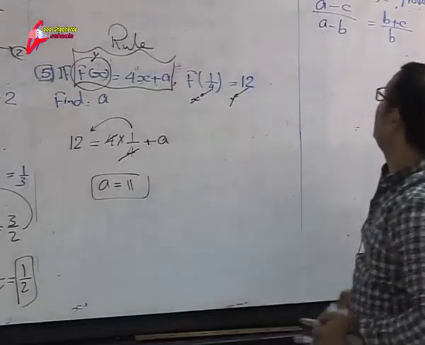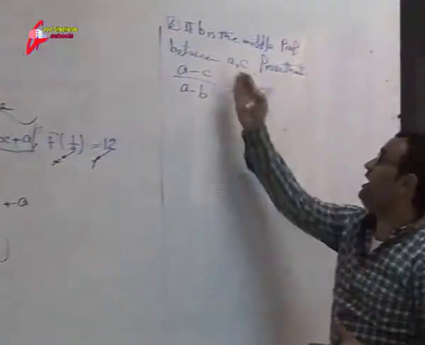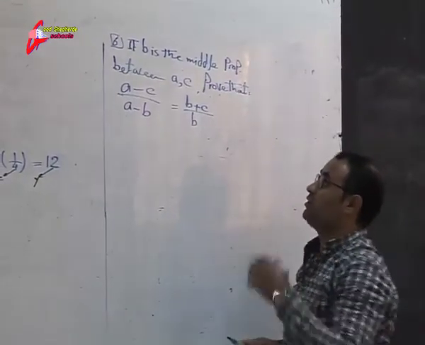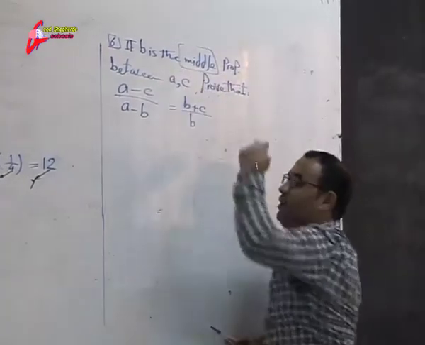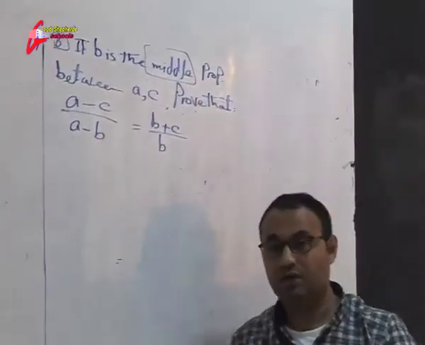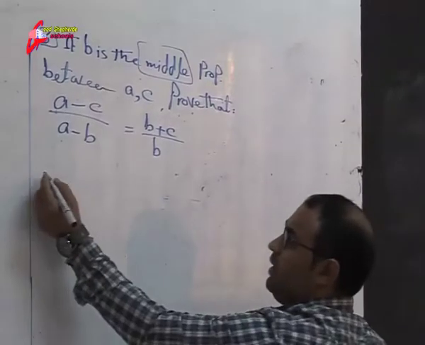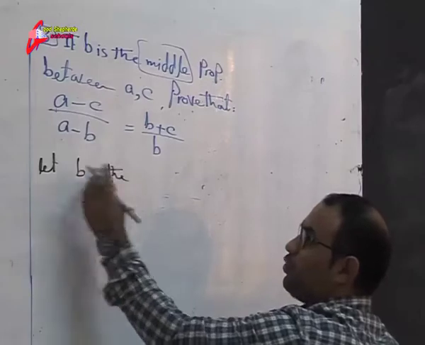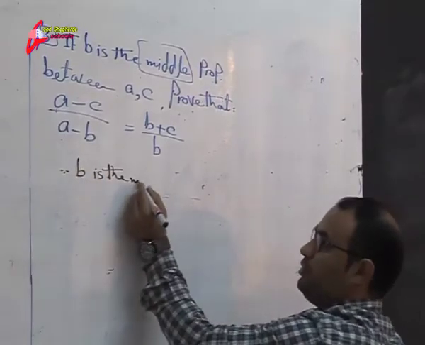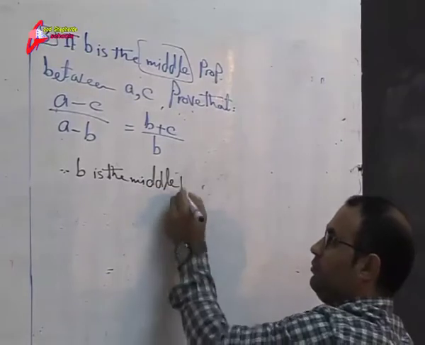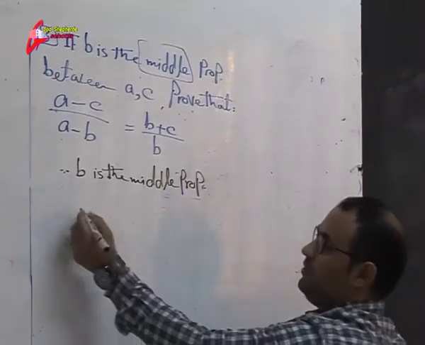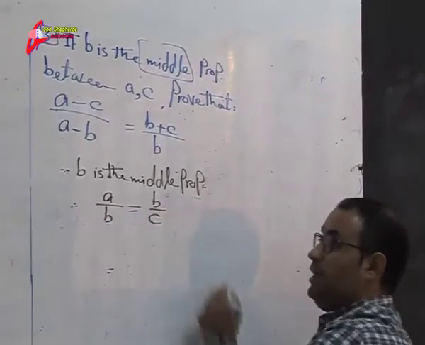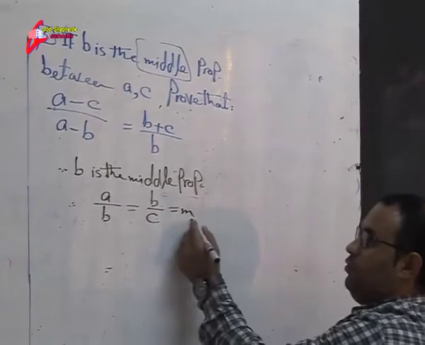To check your answer. Question number 6, if b is the middle proportion between a and c, you know the middle proportion, the continued proportion. The continued proportion is the middle proportion. This is one of the important points or reverse to the continued proportion. Continued proportion means, since b is the middle proportion between a and c, then a over b equals b over c equals m over 1.